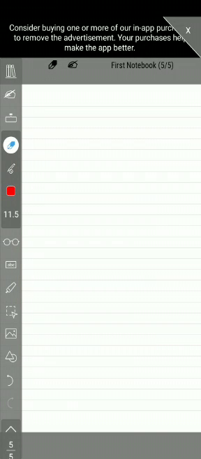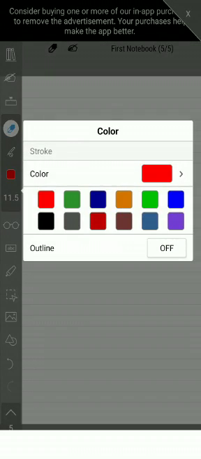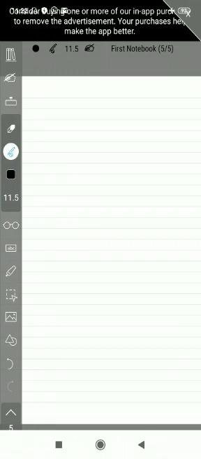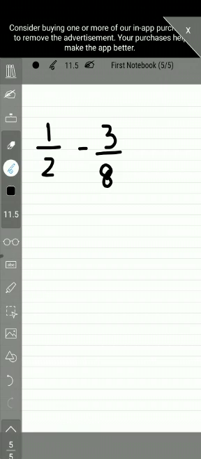In today's lesson, we are going to learn how to subtract fractions with unlike denominators. For example, let's consider this example here: 1/2 minus 3/8. Over here, you all need to see that we have the denominators 2 and 8, right? Both are unlike.